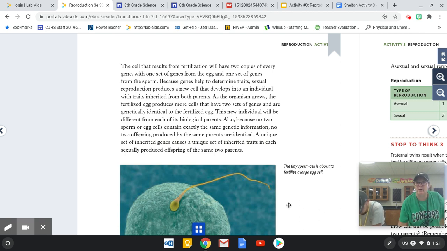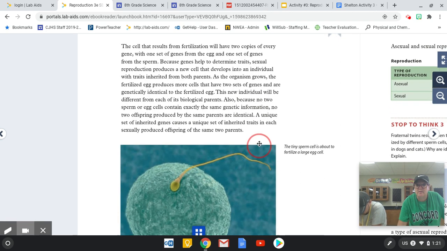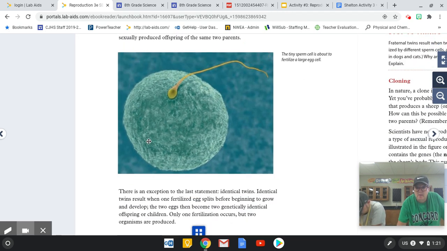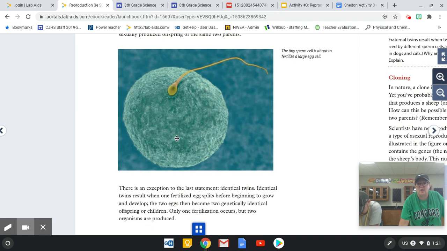So taking a look at this photo, you'll notice that the image here, this big ball is actually a large egg cell, and this is the tiny sperm cell that is about to fertilize the large egg. It then says there is an exception to this last statement: identical twins. Identical twins result when one fertilized egg splits before beginning to grow and develop. The two eggs then become two genetically identical offspring or children. Only one fertilization occurs, but two organisms are produced.